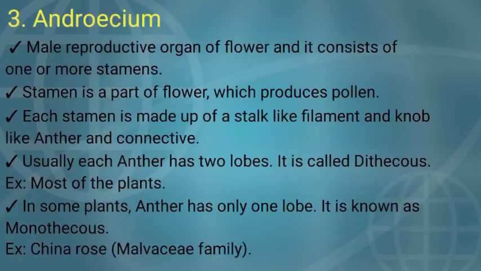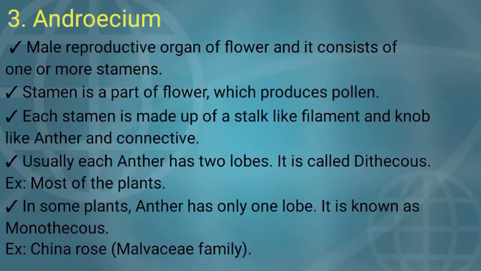Androecium. Androecium is the male reproductive organ of the flower and it consists of one or more stamens. Stamen is a part of the flower which produces pollen or pollen grains. Each stamen is made up of a stalk-like filament and a knob-like anther. These two are connected by the connective. Usually, each anther has 2 lobes. It is called dithecous anther.